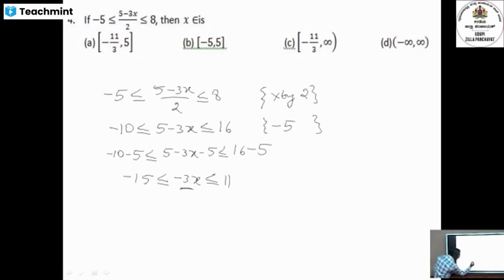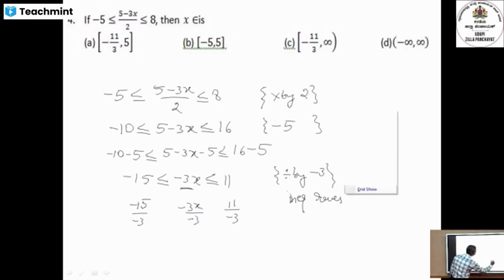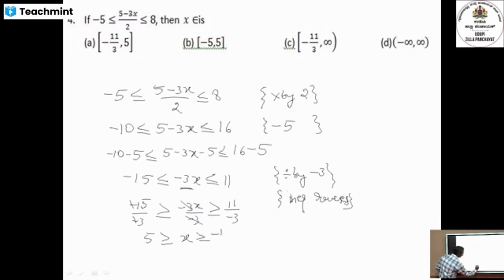Now you see that there is a -3 here. So what we do is divide by -3. What happens to the inequality? -15 divided by -3, -3x divided by -3, 11 divided by -3. Now the inequality reverses. So less than or equal to becomes greater than or equal to. The minus signs cancel. So you get 5 greater than or equal to x greater than or equal to -11 by 3.